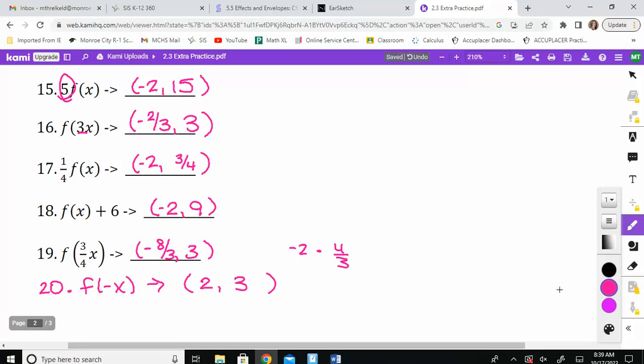Okay, so tomorrow's quiz is going to cover transformations and symmetry. Please don't lose this handout. We'll do those last 4 at the beginning of class tomorrow.